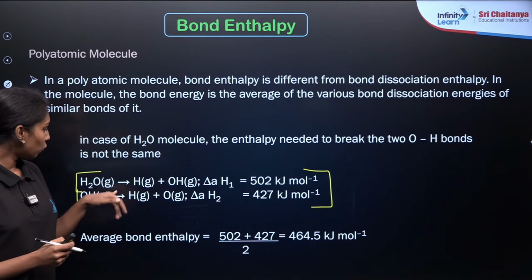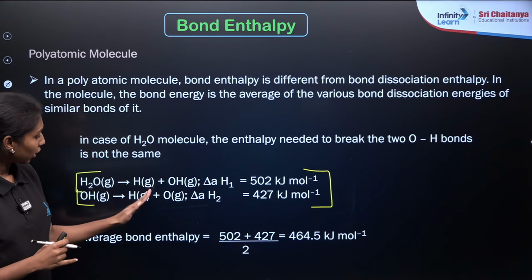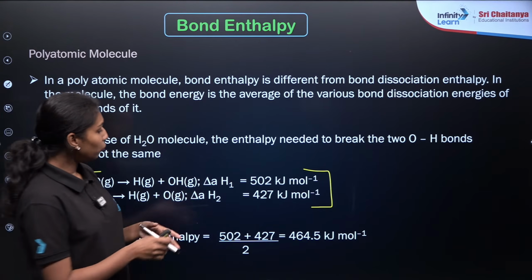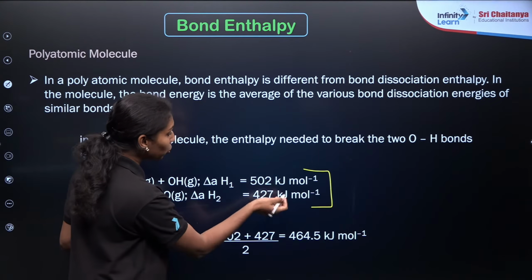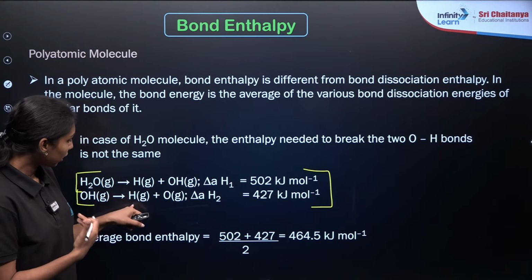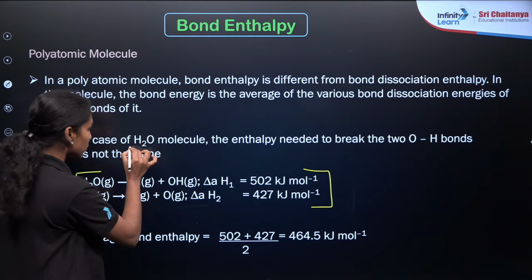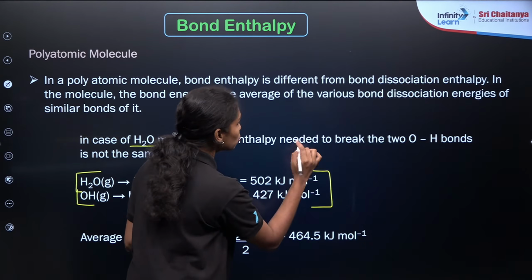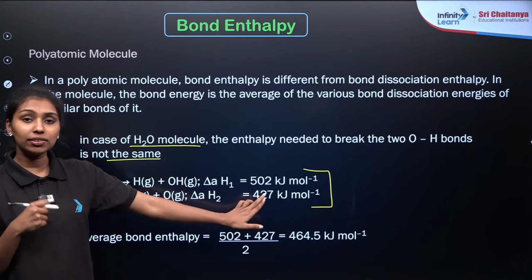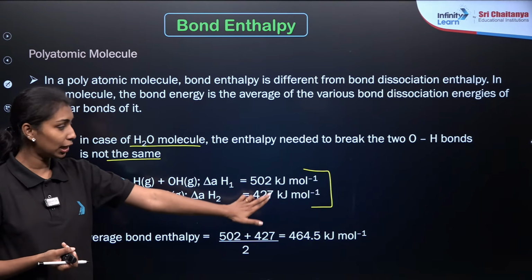Let us take the case of the water molecule. First, the water molecule breaks into H and OH, hydrogen and hydroxyl. Then it has the first bond enthalpy of 502 kilojoule per mole. Then again, this OH breaks into hydrogen and oxygen. So in the case of the H2O molecule, the enthalpy needed to break the two OH bonds is not the same. As you can see over here, they have different values of 502 and 427 kilojoule per mole.